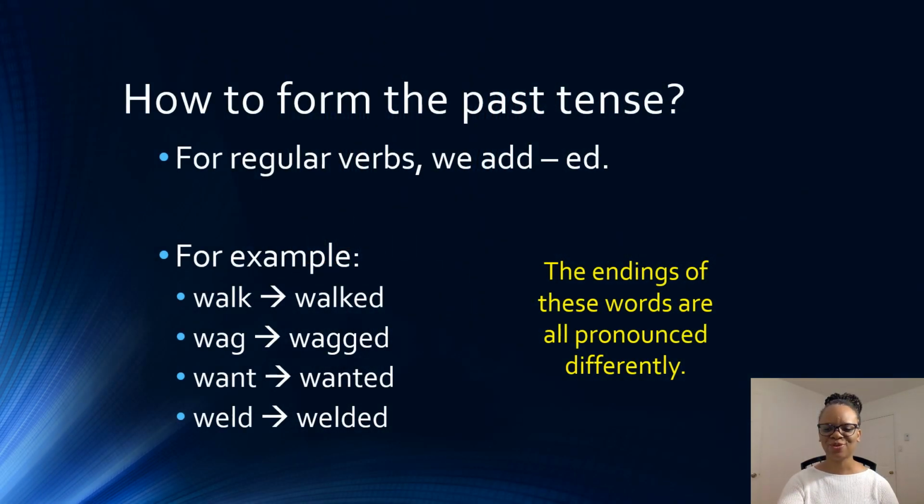So how do we form the regular past tense? We simply add ed. So a verb such as walk becomes walked. Wag becomes wagged. Want becomes wanted. And weld becomes welded. And notice that all these words had a different pronunciation at the ending. So walk became walked. Wag became wagged. Want became wanted. And weld became welded.